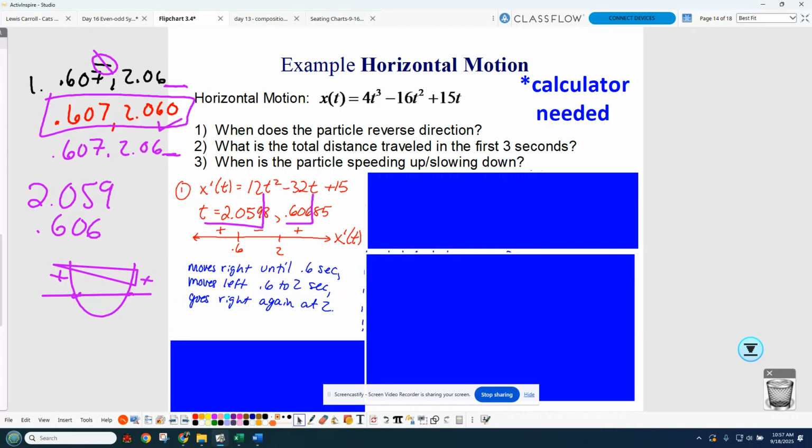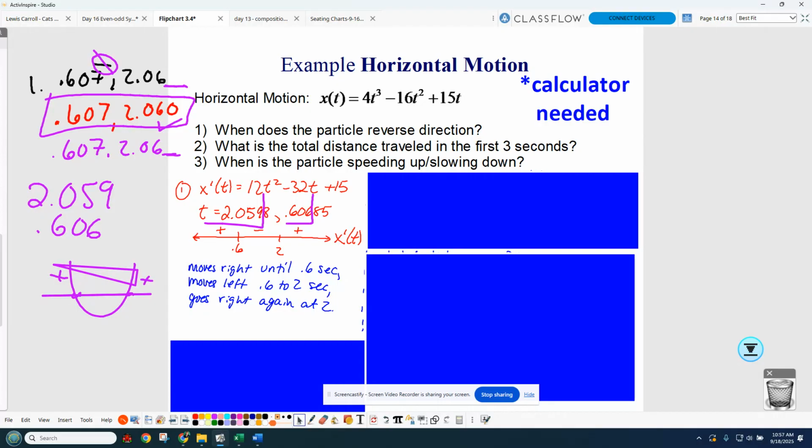So, and I didn't ask this in here, but the particle, whatever it is, is moving to the right till 0.6 seconds, and then it's moving left till 2.060 seconds, and then to the right again from then on out. How am I going to find the total distance traveled? Like, without a whole lot of calculus yet?